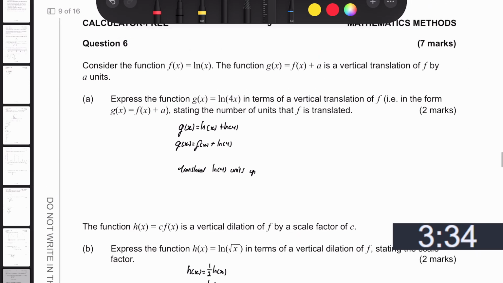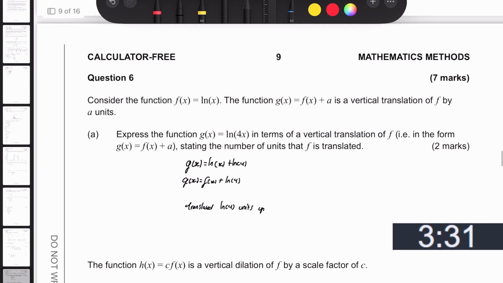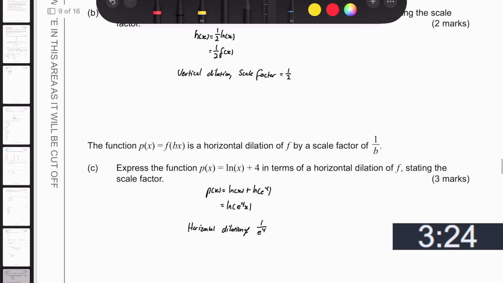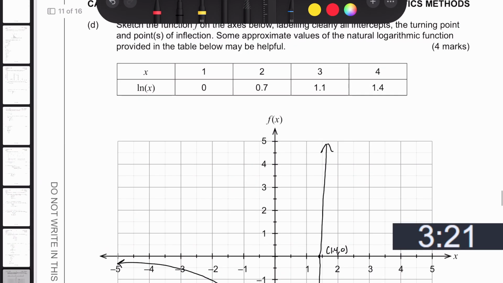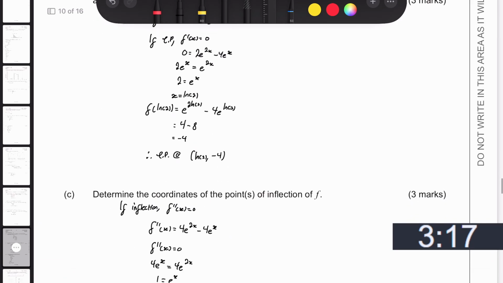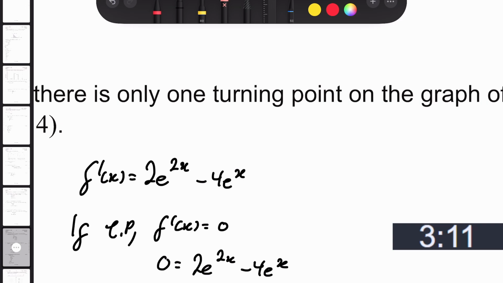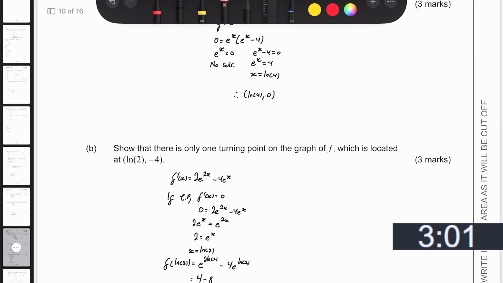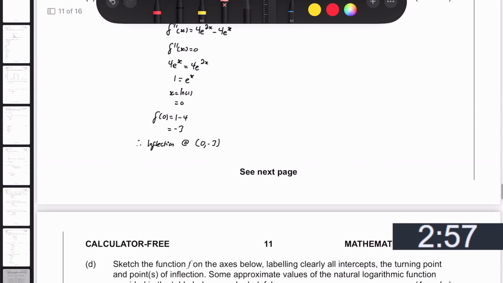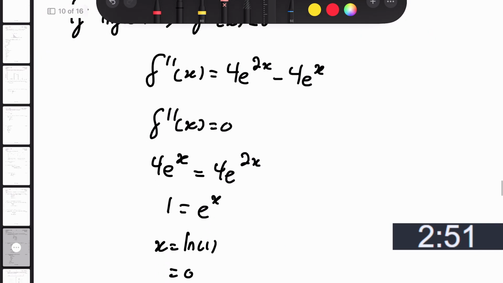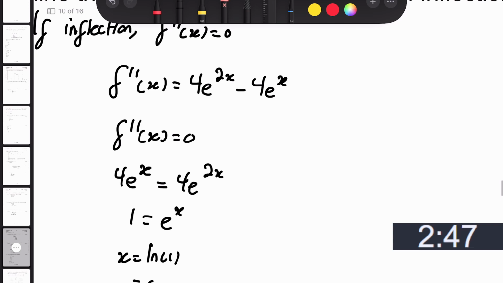Translate the ln of h plus 4. Wait, h plus 4, that's ln of 4 units up. Scale factor of a half. Then this one. One turning point. So only one point of inflection. Two.